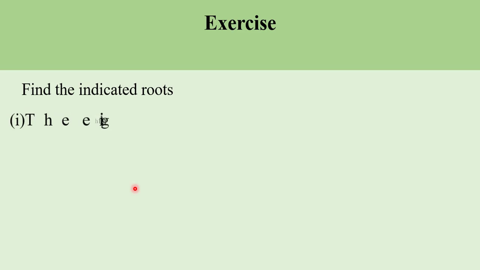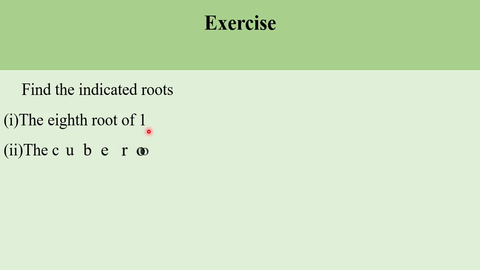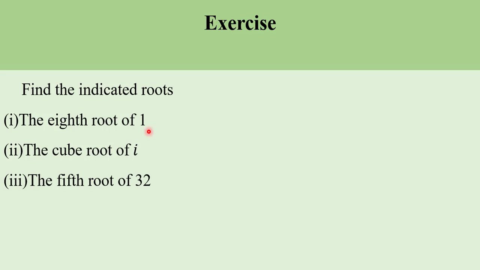Then the next part is an exercise, which you can try out using the general formula that we have discussed. So find the indicated roots. Number 1, the 8th root of 1. Number 2, the cube root of i. Number 3, the 5th root of 32. Number 4, the cube root of 1 + i. So you try to work out these 4 numbers, so that when we meet again, you present them.